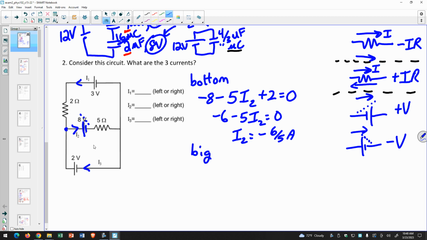So the big loop, well, let's start right here. We'll go in this direction. That's going to be plus 2. Coming up here, what across this 2 ohm resistor? Is it plus or minus?